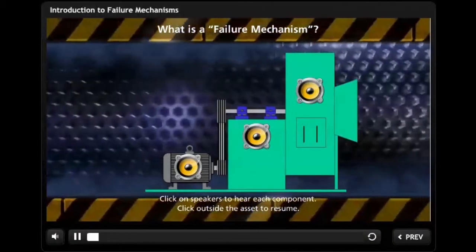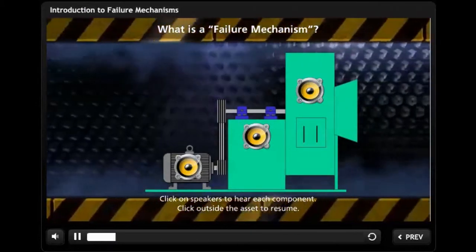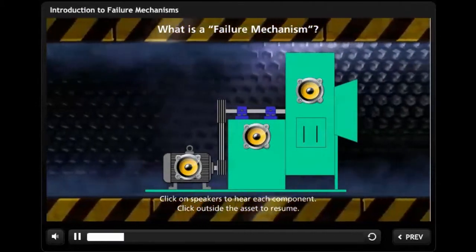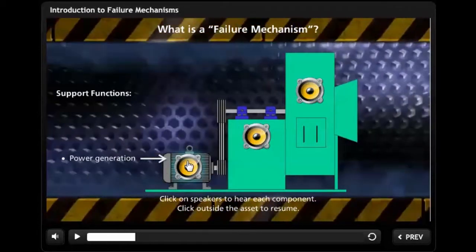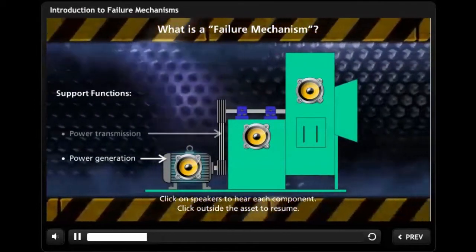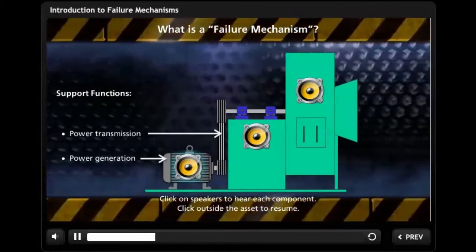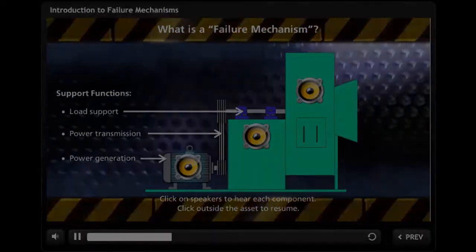Here we see a schematic of a set of rotating assets that are performing different functions in series in order to support the primary function of the air handling system. For example, the motor in this illustration is generating power, and the sheave and drive belts connecting the motor and fan drive shaft are transmitting power.